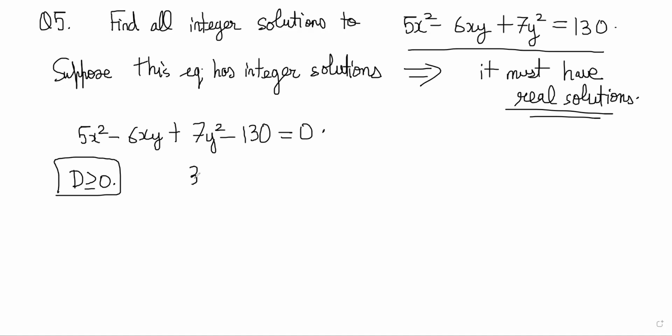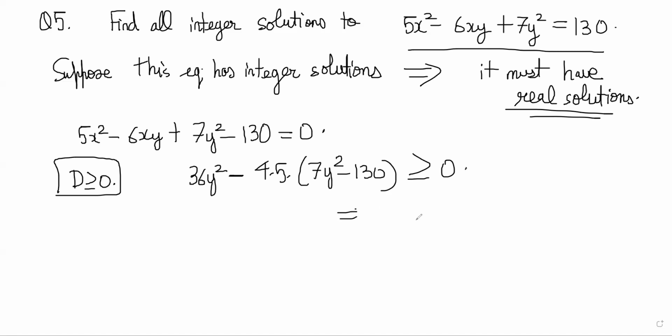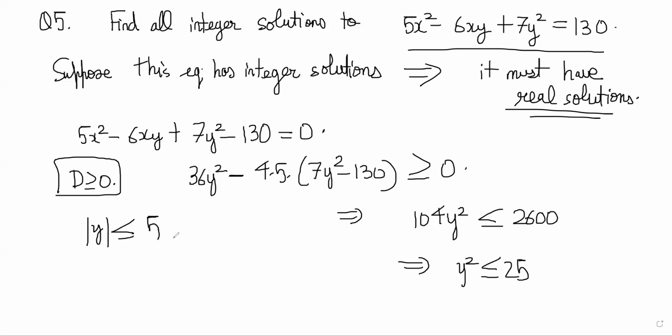And that gives us 36y squared minus 4 into 5 into 7y squared minus 130 is greater than or equal to 0. And from here, you will be able to deduce that 104y squared is less than or equal to 2600, which will give us y squared is less than or equal to 25. So mod y will be less than or equal to 5. And y can take what values?